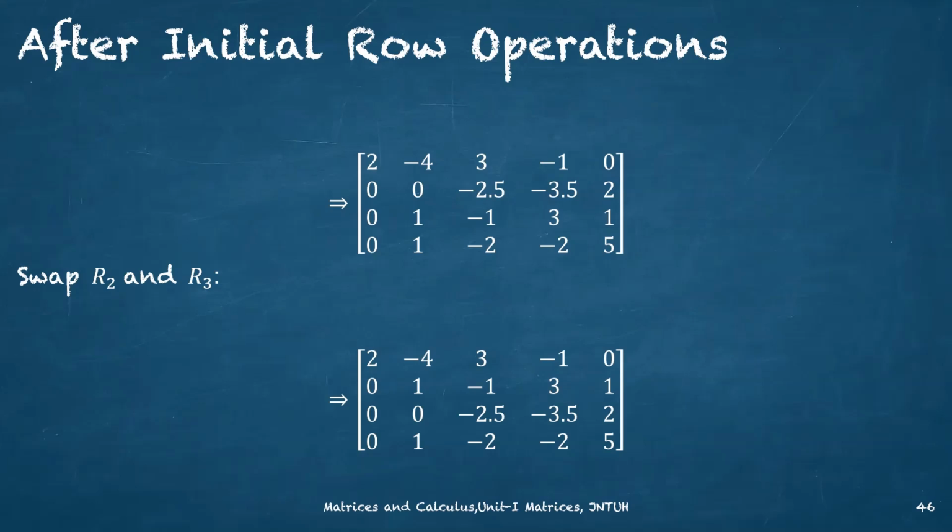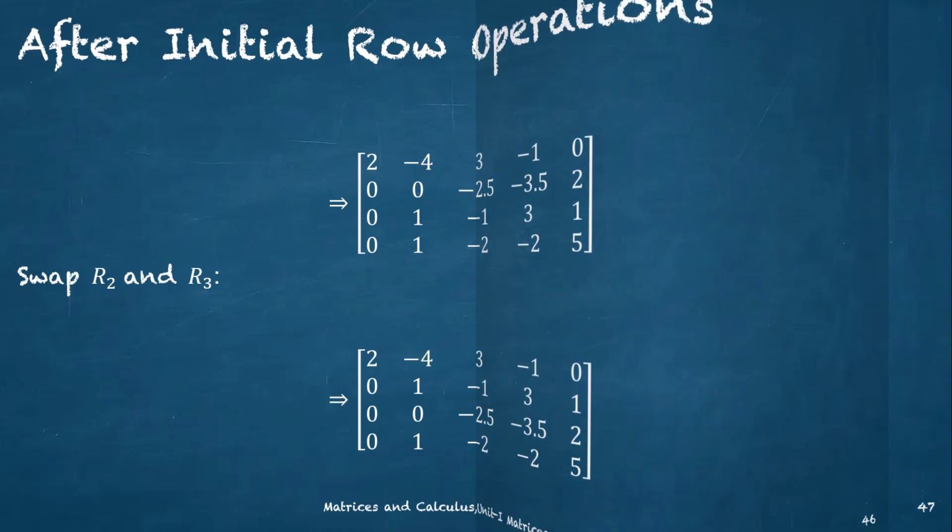After applying the initial row operations, we get an updated matrix. The first row remains the same. Row 2 becomes 0, 0, minus 2.5, minus 3.5, 2. Row 3 is unchanged for now, and row 4 becomes 0, 1, minus 2, 5. To make the next steps easier, we now swap row 2 and row 3. This brings a leading one to the second row, which is helpful for further elimination. The matrix now has row 2 as 0, 1, minus 1, 3, 1, and the rest adjusted accordingly.